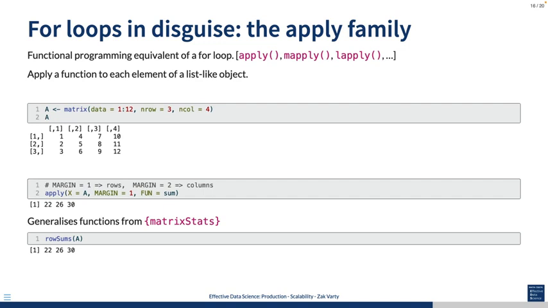What this apply family of functions do is generalize a set of functions from the matrixStats package, which use compiled C code to calculate these sorts of summaries over list-like objects incredibly efficiently. So if you are wanting to specifically calculate the sum here, there's a pre-built version of this function called rowSums that extracts all of this looping out into a highly efficient function. It gets you the same result, but it gets you there faster.